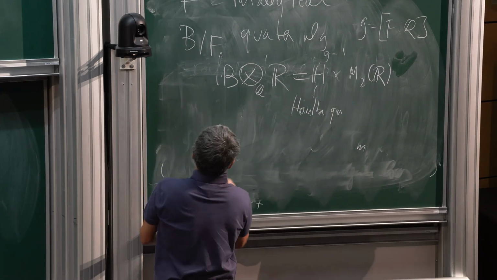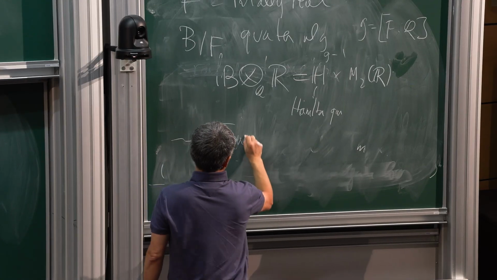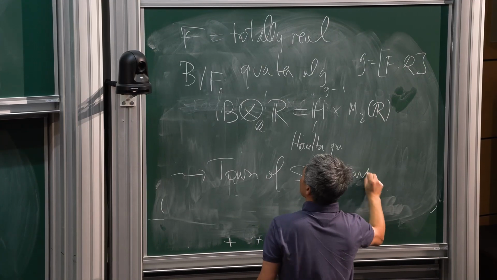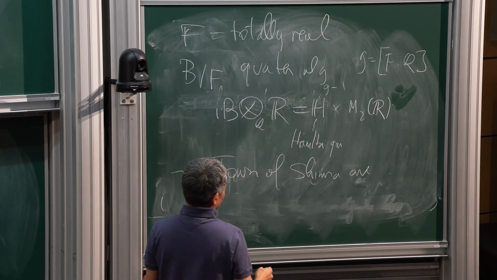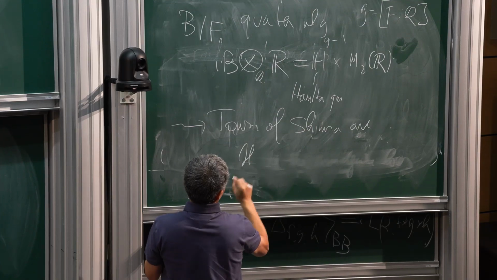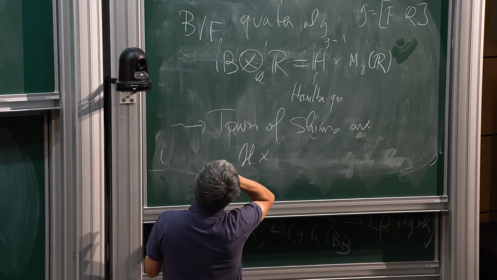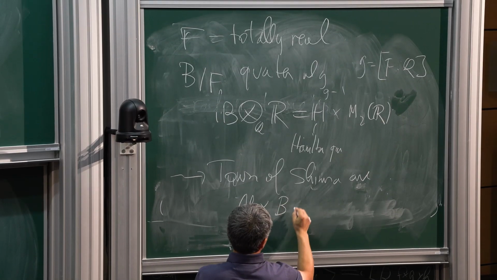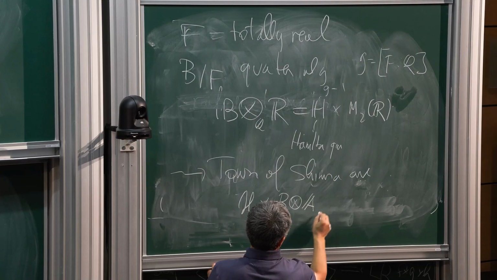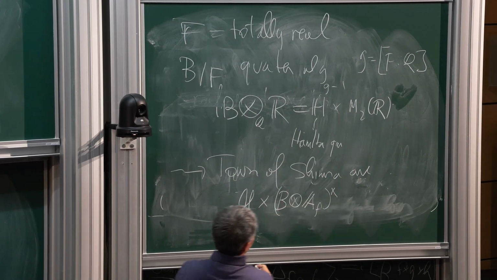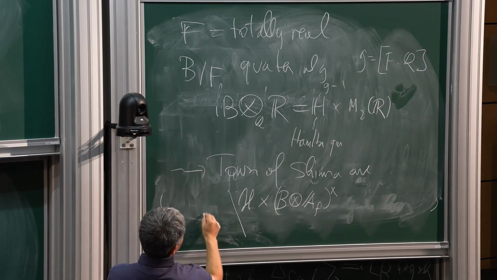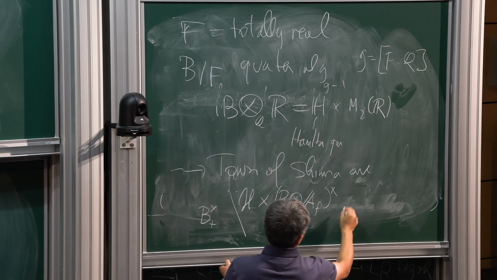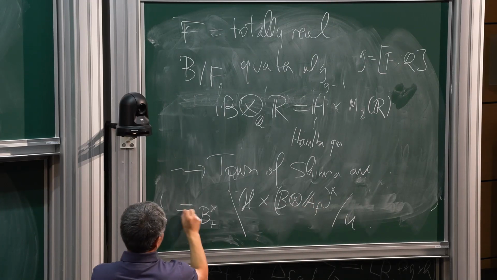So in this way, you get a tower of Shimura curves. It's defined by H, then you define it by B tensor A_F cross, and then you do this B cross there, plus the modular level U there. So you get the tower of Shimura curves.